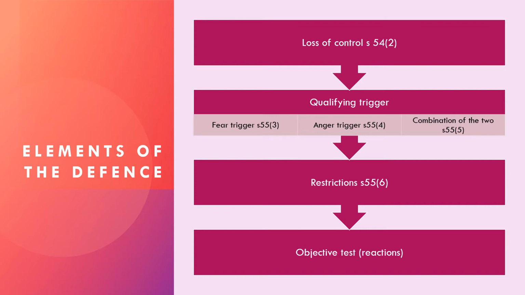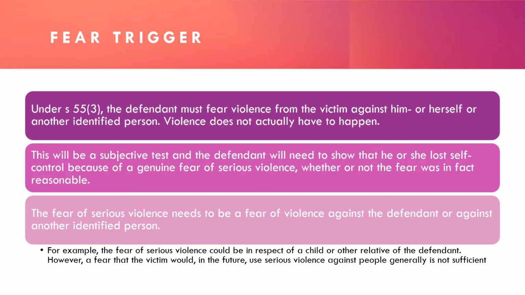And as ever, we start with the beginning. So we're going to look at the fear trigger first, which is legislated under section 55 subsection 3 of the Act. Now the fear trigger then, under section 55 subsection 3, the defendant must fear serious violence from the victim against him or herself or another identified person. Now violence doesn't actually have to happen, and the test is subjective. If the defendant can show and has enough evidence that he had genuine fear of serious violence, whether or not it was reasonable, then they may be able to use the defence.